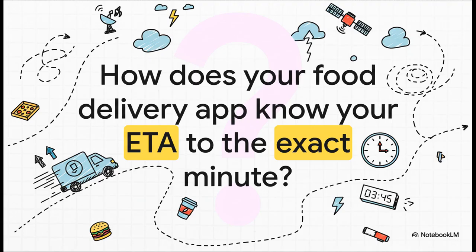So let's start with a question I'm sure you've asked yourself while waiting hungrily for a delivery. How in the world does that app know? How does it figure out the perfect route, predict the traffic, and then give you a countdown that is, let's be honest, scarily accurate most of the time?